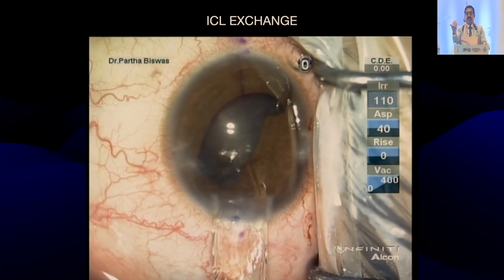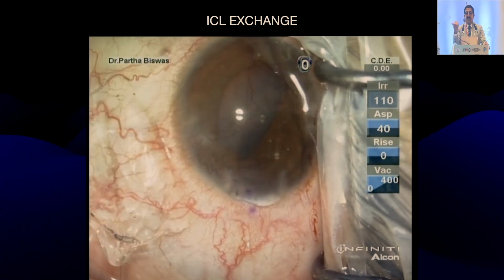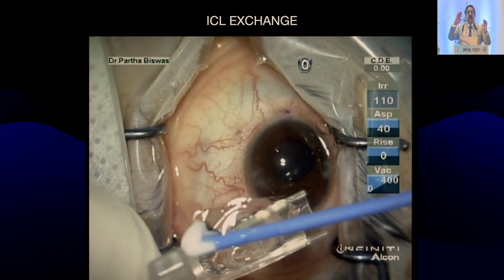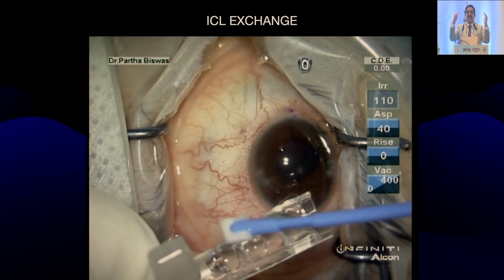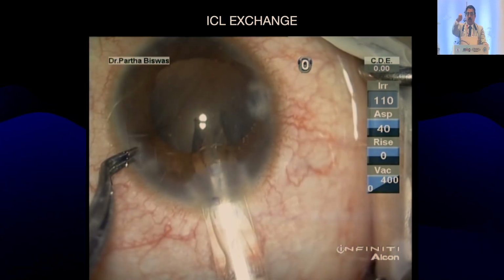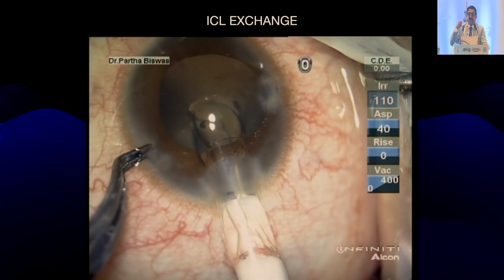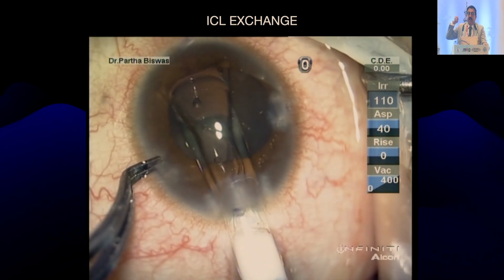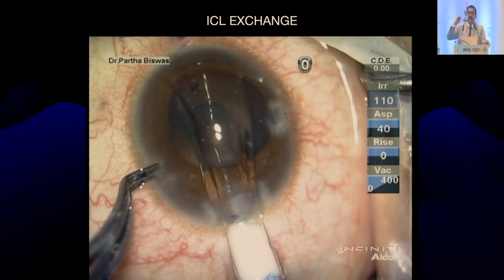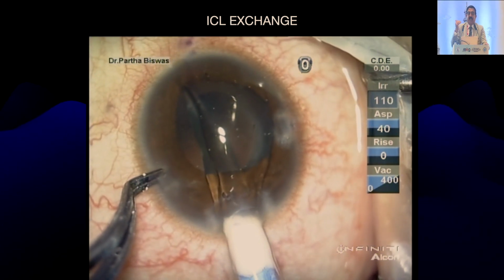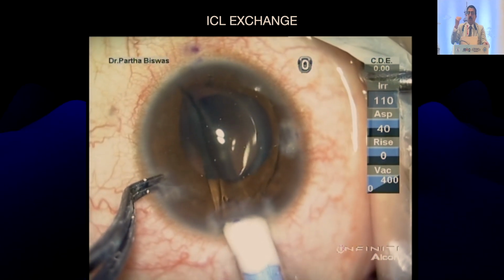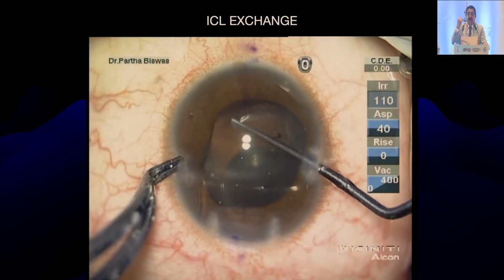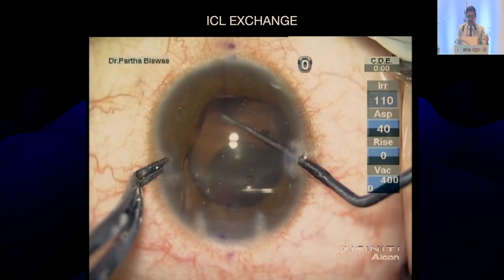Then what happens is the proximal and the distal haptics, if it sits on the iris, then it becomes a convexity, and you cannot get a hold or a purchase on the ICL. So it's very important that while you're removing the ICL with your forceps, it's only the proximal part that has to be prolapsed out of the sulcus, and thereby you can get a good purchase and remove it.